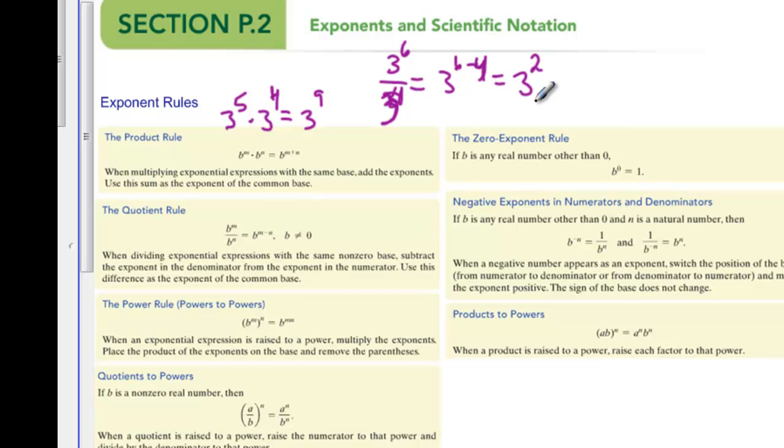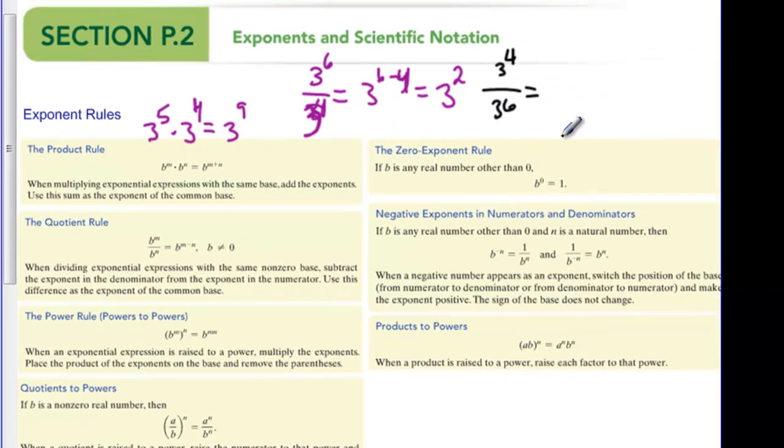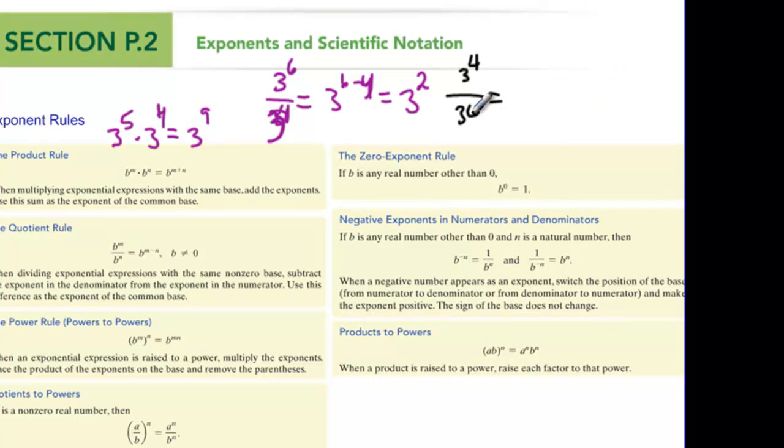Now I'm going to flip it over, so I'm going to change it to 3 to the 4th over 3 to the 6th. I can still use the same idea of subtracting exponents. My bigger number's on bottom, so I'm thinking 3 to the 6 minus 4. Now here's my trick question for you: what's on top?